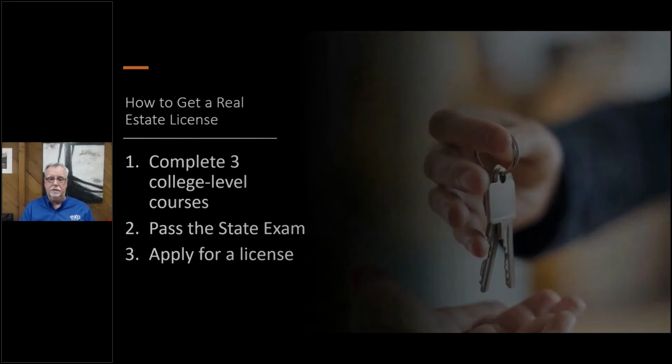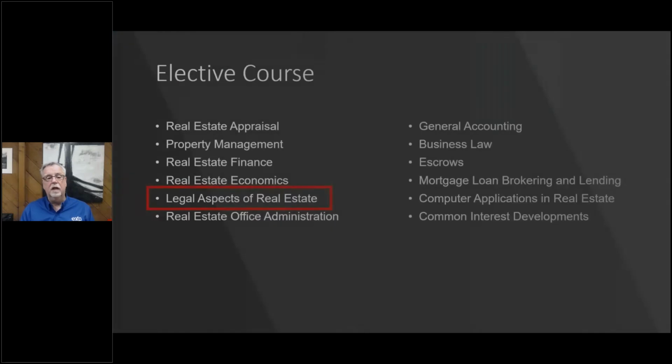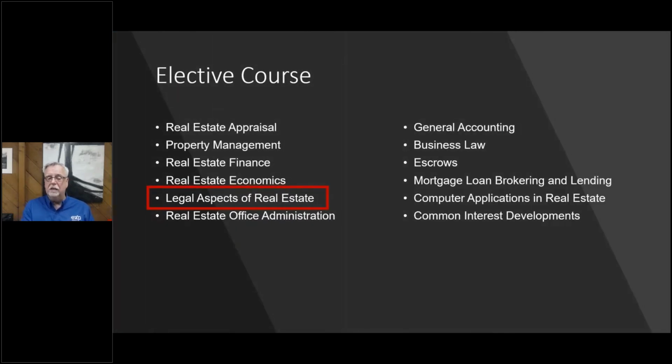Now, when it comes to the 3 college level courses, there has to be a course in real estate principles. There has to be a course in real estate practice. Those are mandatory courses. In addition to those 2, you need an elective. Now, the elective can come from a very long list. We use legal aspects of real estate as our built-in elective course. Real estate law is what that's referring to. And the reason we use that one, it's the one that they ask the most questions about on the state exam. But you'll notice if you look over the list that accounting, economics, and business law is on the list.